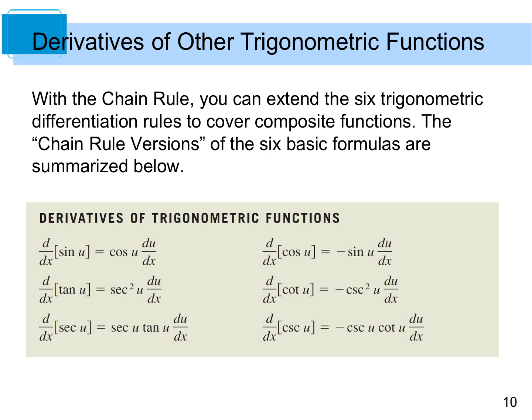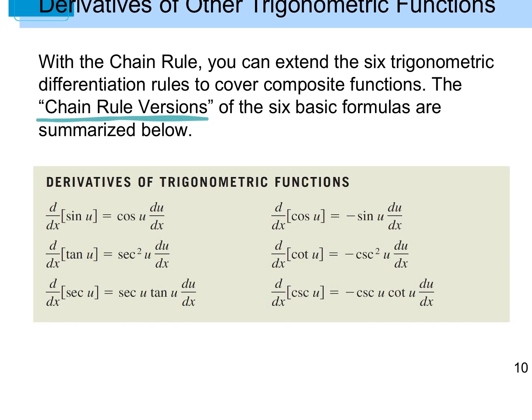Next, these are the same 6 trig functions, the derivatives of the trig functions. But when we have something other than just x in our trig function, we're doing a version of the chain rule, so chain rule versions, where we have to multiply by the derivative of what we're taking the trig function of.